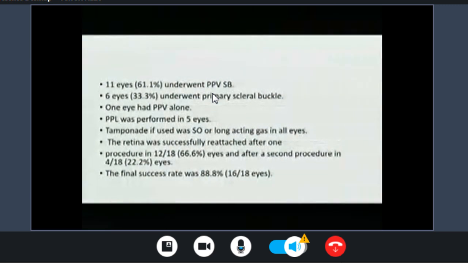The retina was successfully reattached after 1 procedure in around 66%, and after a second procedure, an additional 22%. So the total is around 89%. Not bad, but it's difficult to assess anatomic visual outcome in these patients. I'm sure it's not as good.